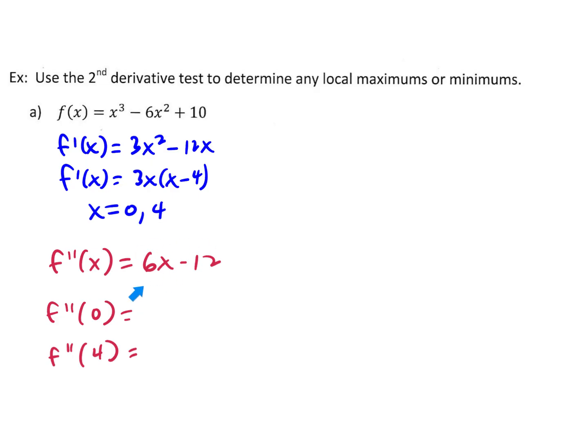So when I plug 0 in, what do I get? Negative 12, okay? And then when I plug 4 in, 24 minus 12, I have positive 12, okay? So here's what this means. Because the second derivative at 0 is negative, that means it's concave down, so it has a local max. Second derivative at 4 is positive, which means it's concave up, which means we have a local min. Now, in order to do this, it's just a matter of plugging those numbers in where?